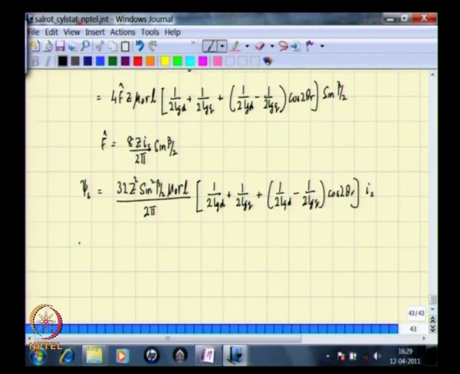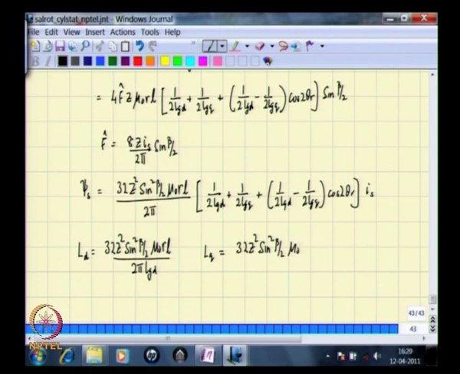Now we will define an inductance term LD as 32 z square sin square beta by 2 into mu naught R L by 2 pi into L G D, and another inductance term LQ as 32 z square sin square beta by 2 mu naught R L by 2 pi into L G Q.